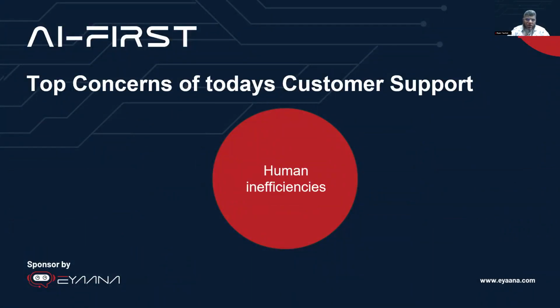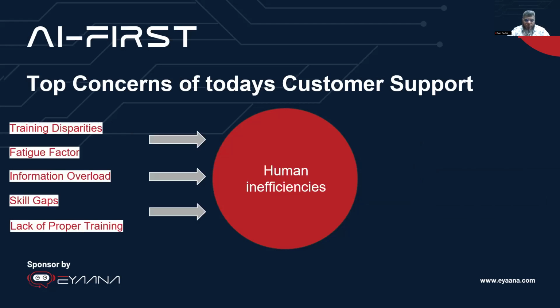Now let's look at a bit more about another issue, something like human inefficiencies, and what is causing them and what are the results. So training disparities, this is one of the reasons. Agents can get fatigued when they're stressed and everything. Information overload, skill gaps, and lack of proper training are the other causes of human inefficiencies.